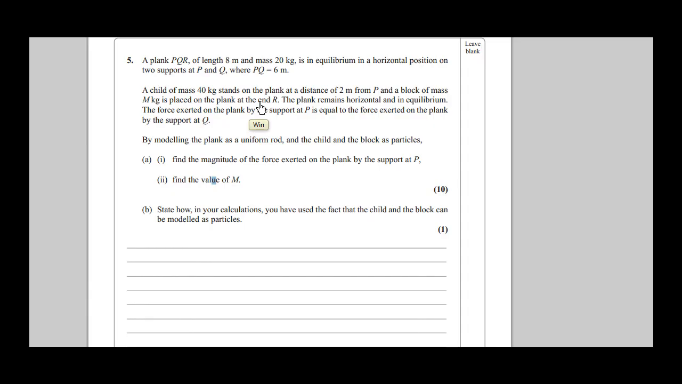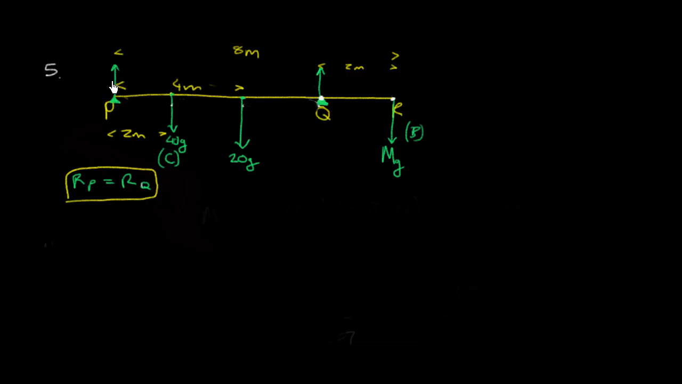Then there are two supports, one support at P and one at Q. And they tell us that the force on the support P is equal to the force on the support Q. So I've labeled them both with equal arrows. The letters I'm going to give to each one are just R and R, because they tell us that the support forces are the same value or magnitude, which makes the algebra a little bit easier.